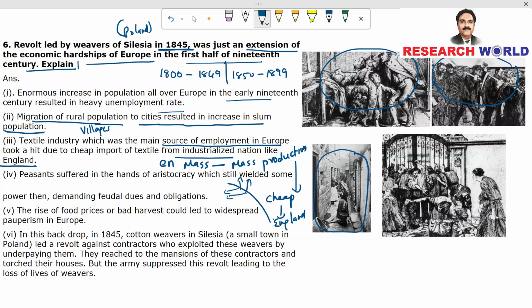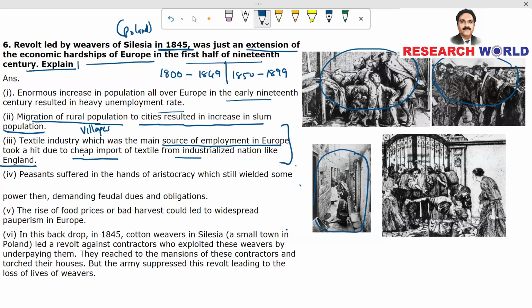And when these cheap goods started getting dumped in this part of Europe, what happened? Their craftsmen, the weavers, their product did not find any buyers, so they started losing jobs. So this is all about what happened when England started exporting cheap cotton to other countries. In other words, when other countries started importing cheap cotton or textiles from England, that led to massive unemployment in Europe. I hope you have understood this connection, like cheap import, how it affected other nations in Europe.